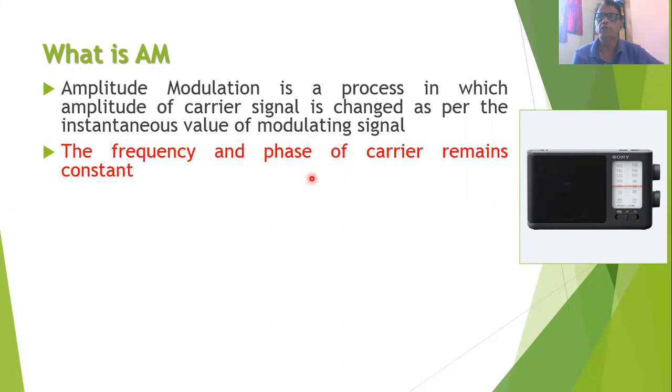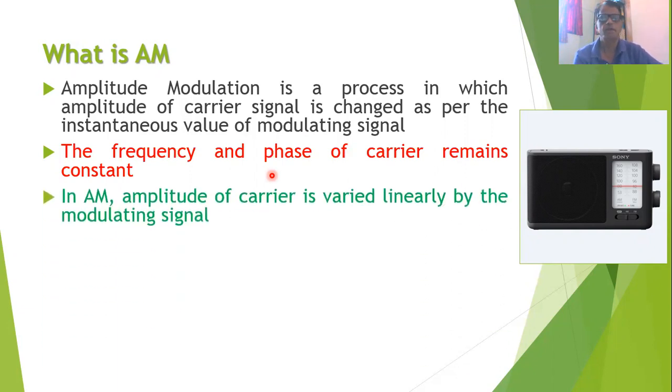So in amplitude modulation, the amplitude of the carrier signal is changed, and the frequency and the phase of the carrier remain constant. That is, there will not be any change in the frequency of the carrier signal, and the phase of the carrier signal will also remain constant. The amplitude of the carrier signal is varied linearly with the value of the modulating signal. So as per the amplitude of the modulating signal, the amplitude of the carrier signal is also varied in AM.